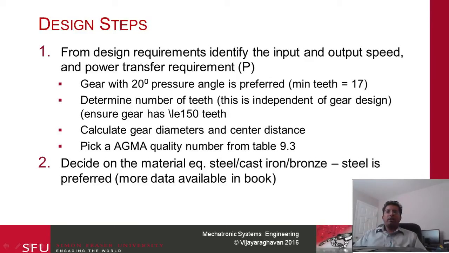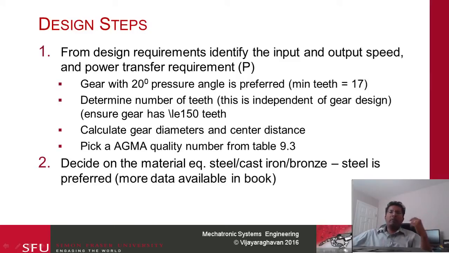So from the design requirements, we identify the input speed, the output speed, and the power requirement. Typically we use a gear with a 20 degree pressure angle, and for this the minimum number of teeth is 17. The actual number of teeth calculation is kind of independent, so we determine the number of teeth, which is from the previous video. We also want to ensure that it's less than 150 teeth. If we can't do that, we use two-stage gears. For that, refer to the previous video.